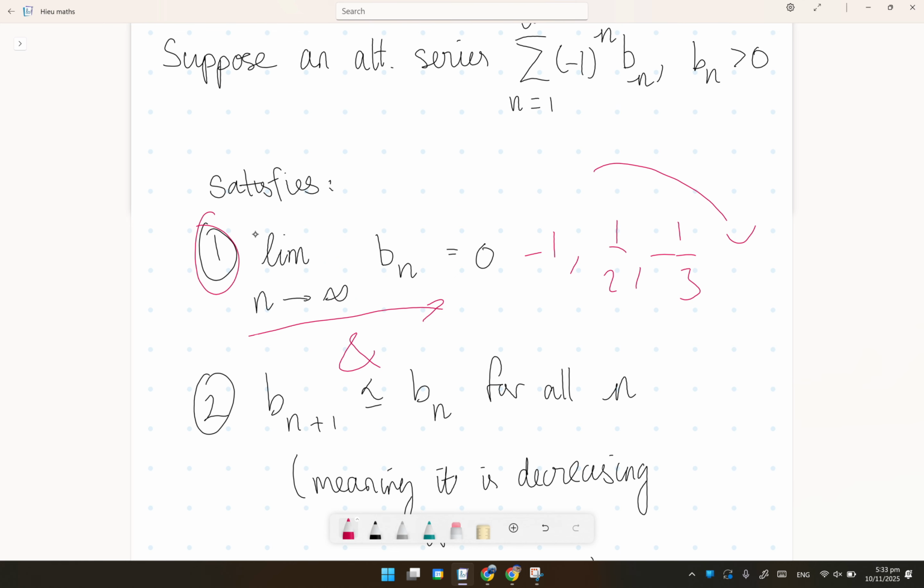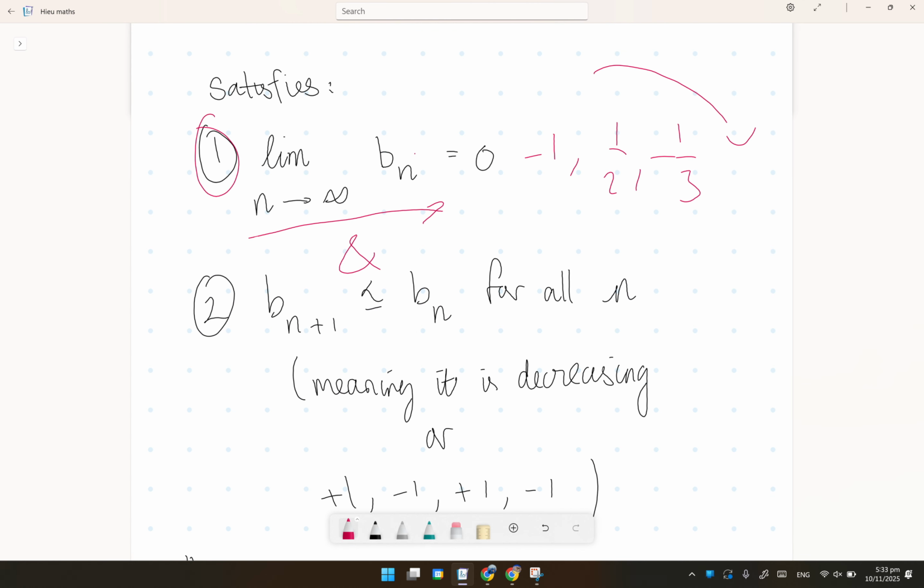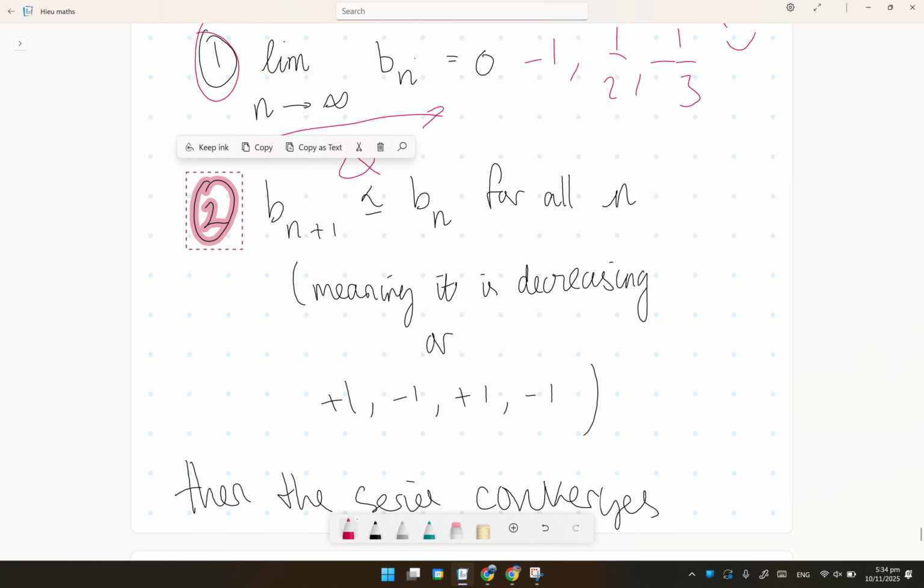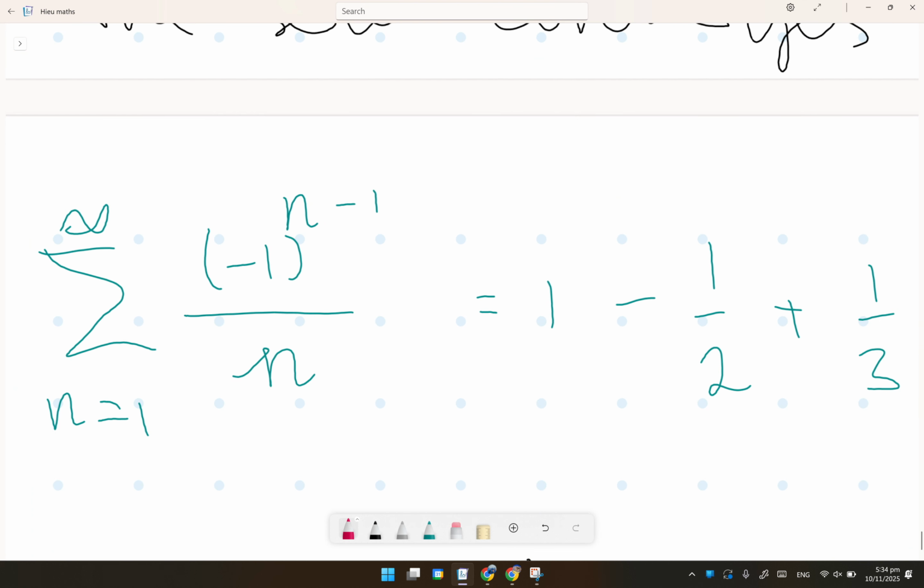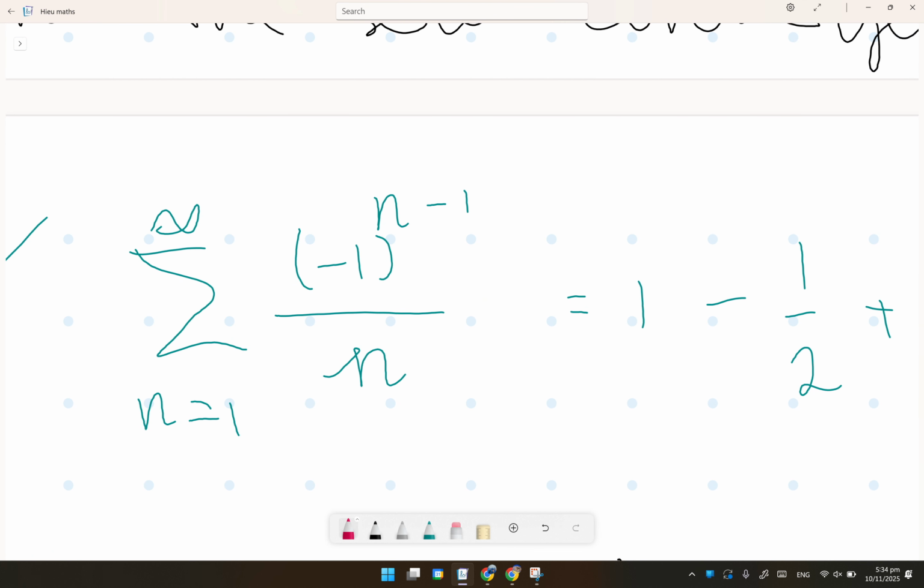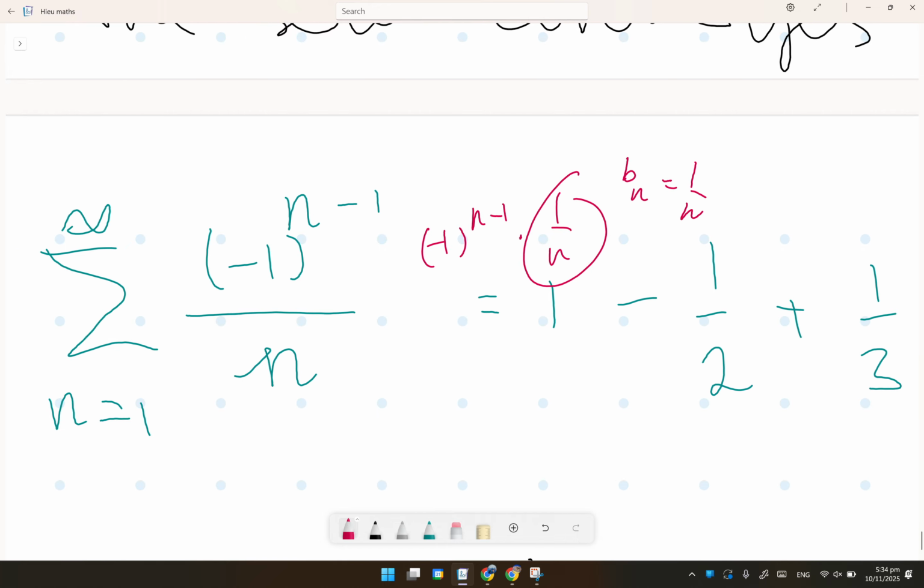So basically, first, the limit to infinity of the sequence is 0, and second, it's a decreasing sequence. So let's look at an example. We have something here, right? The sum to infinity of -1 to the n minus 1 over n. And we can write that as -1 to the n minus 1 times 1 over n. So we know that bn is equal to 1 over n.